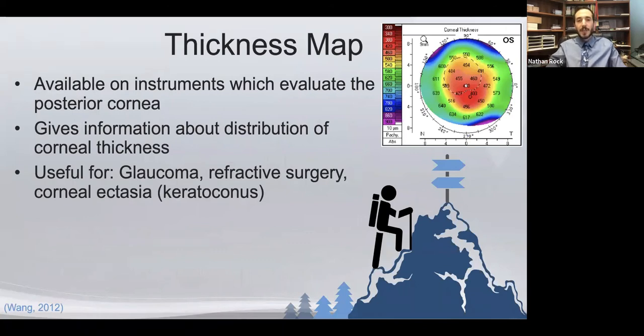Thickness maps, these are available on instruments which evaluate the posterior cornea. They give information about distribution of corneal thickness, so it's often much superior to what you can obtain from simple pachymetry. Useful for glaucoma, very useful for refractive surgery, and of course for corneal ectasia like keratoconus.